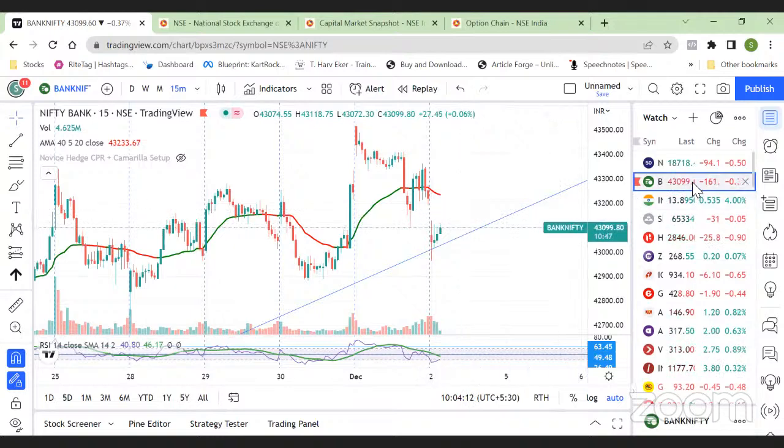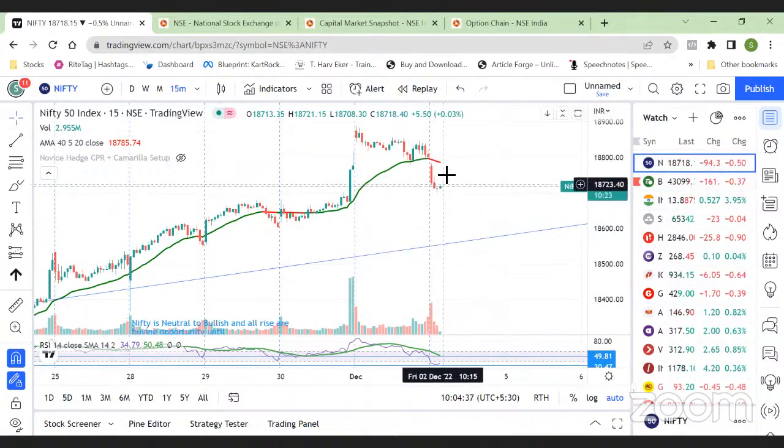Okay, see currently, as I said, 43,100 is the level. It is actually still having a challenge. So now we need to see this. It may actually continue to stay like this, and once it starts coming below this, that is where we will start seeing some movement.